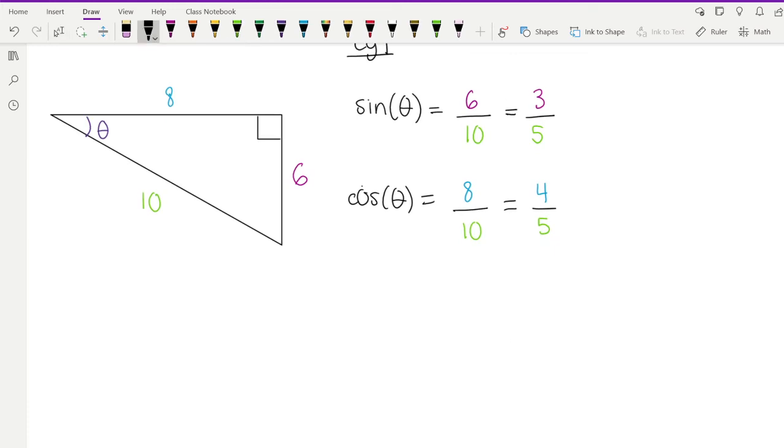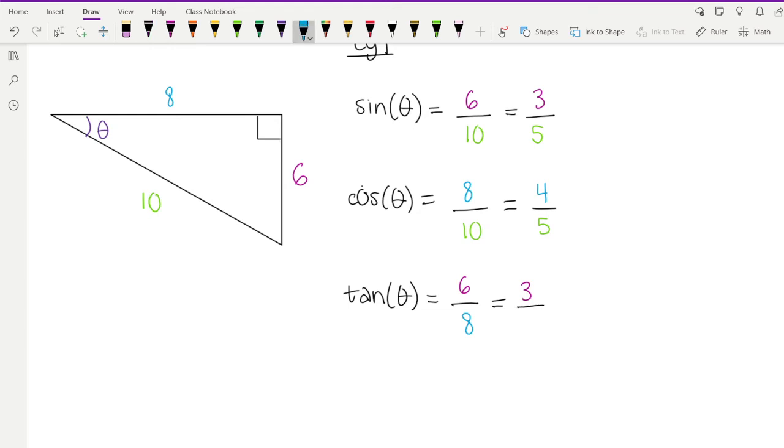And then finally, if we do tangent of theta, well, that is going to be opposite over adjacent. So that is 6 over 8. And 6 over 8 is going to reduce to 3 over 4. And again, that is the same as what we got in the above triangle.